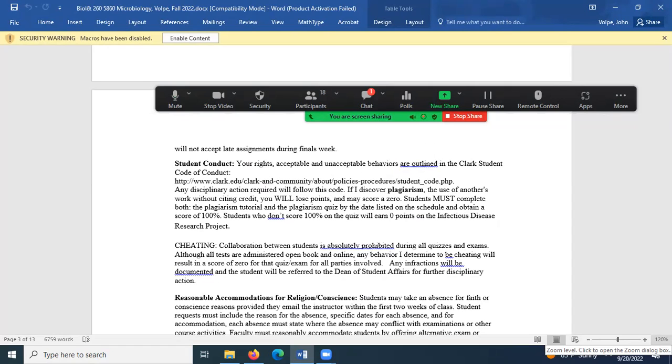Student conduct, you must follow the Clark Student Code of Conduct, which can be found at this website here. That used to be a link. Generally, you cannot plagiarize. Plagiarism is whenever you use 3 or more words from somebody else and you do not put it in quotes and then state where you got those words from. So if ever you use 3 or more words from somebody else, put it in quotes and state where you got it from. That is not plagiarizing.